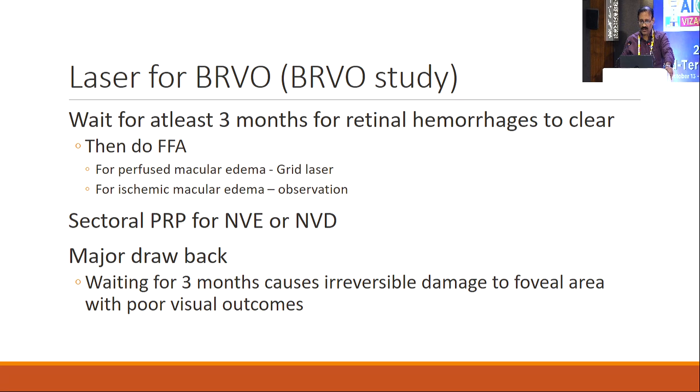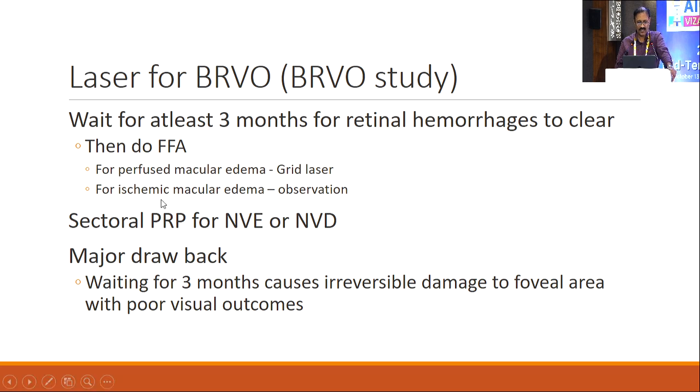The next most common indication for laser is BRVO. For decades, BRVO management was decided by the BRVO study, which said that if you have a fresh branch retinal vein occlusion, wait for 3 months for the retinal hemorrhages to clear, and do an angiogram. If there is no macular ischemia, then do focal laser for the edema. If there is macular ischemia, then don't do any treatment. That was the recommendation.